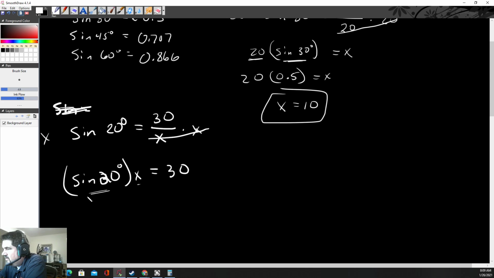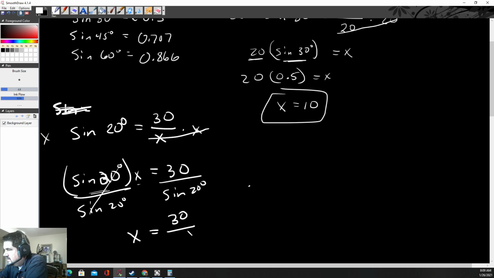And then, we can divide by sine of 20 degrees, and that cancels out, but I have to do that to the other side. Remember, whatever you do to one side, you do to the other. This simple math protocol. And so x is equal to 30 divided by sine of 20 degrees anyway. Now, we're pretty much done, except I just need to figure out what that is.